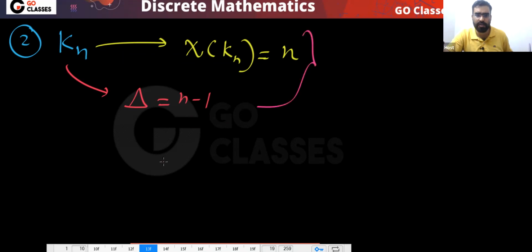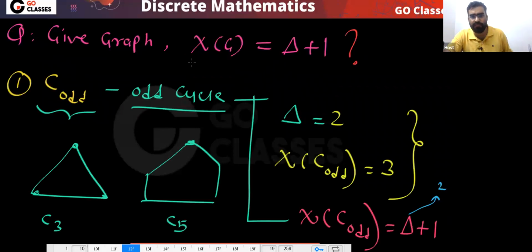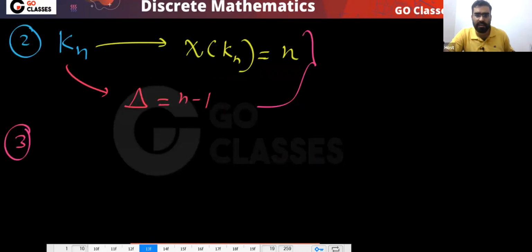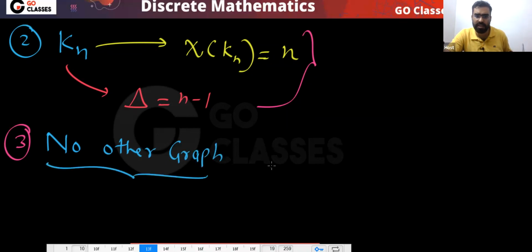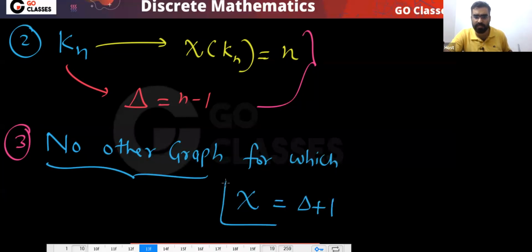Again, you can notice that this will happen. Now, let me tell you one very interesting thing. Is there any other graph for which this will happen? Let me tell you, there is no other graph for which the chromatic number will be equal to delta plus 1. Only these graphs are there.